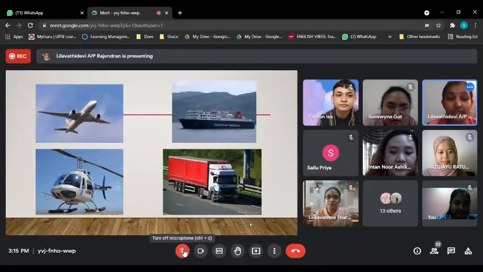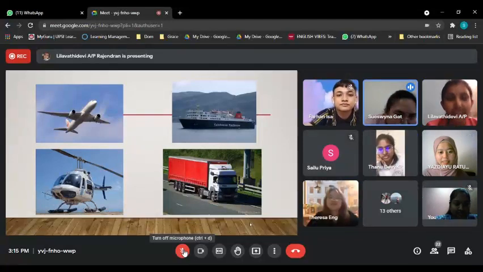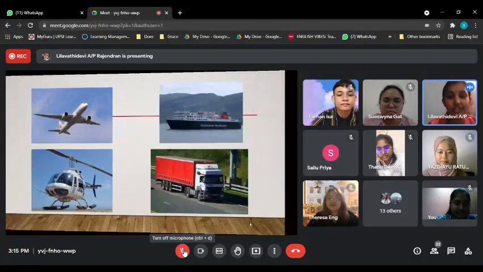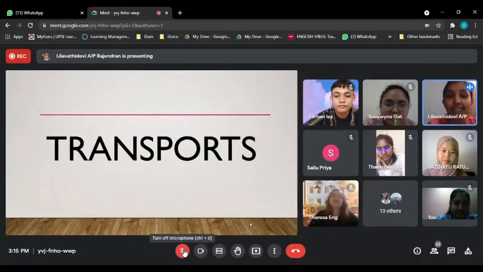Who can tell me what the pictures are about? Transportation. Yes, you're absolutely right. So our topic of the day is transports. It's an easy topic, but it's going to be an effective lesson.